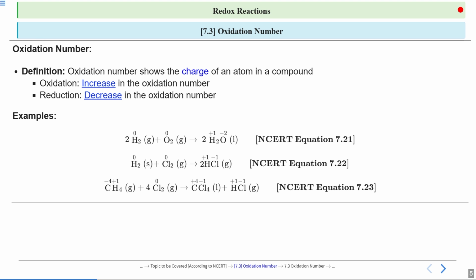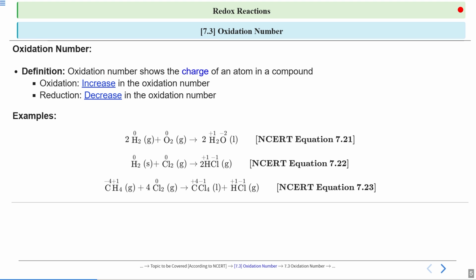So what are we observing here? We are observing that in this particular case, CH4 plus 4Cl2 gives CCl4 plus HCl, the oxidation number has changed.